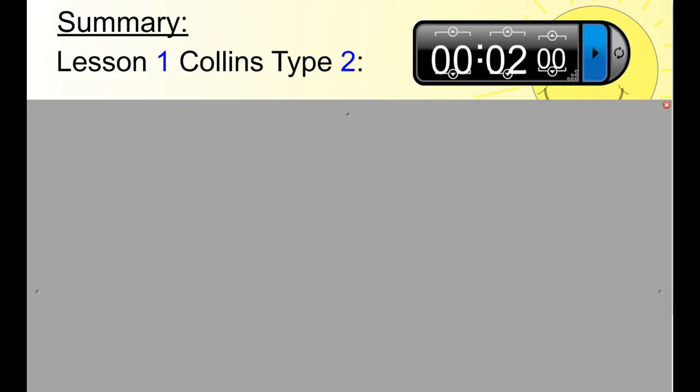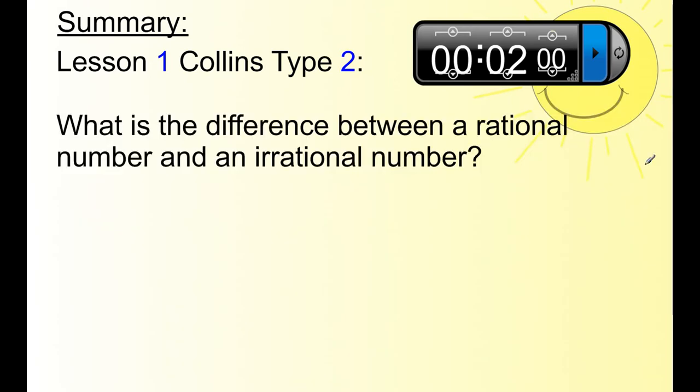Now, for summary. This is a type 2, which means I'd be checking this on correctness, not just completion. So the question here is, what is the difference between a rational number and an irrational number? On the Cornell writing page in the front of your packet, please answer the question. What is the difference between a rational number and an irrational number?